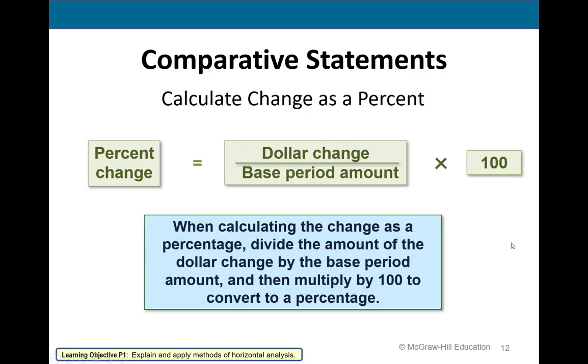If we do it as a percentage, it is the dollar change divided by the base amount, times 100% to change it into a percentage. When calculating the change as a percentage, we divide again the amount of the dollar change by the base period amount and then multiply it by 100 to convert to a percentage.